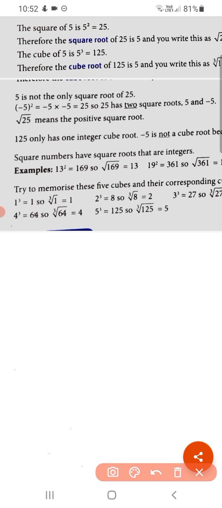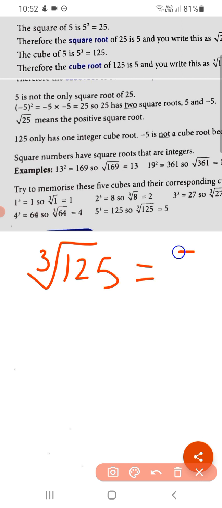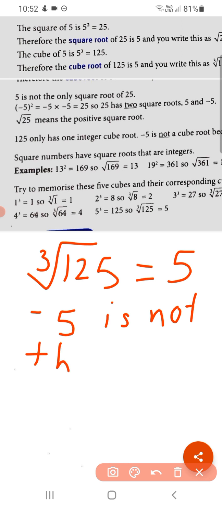Children, for square root, as I told you, for a number there are 2 square roots. But for a cube root, there is only 1 cube root. As I told you, the cube root of 125 is equal to 5. But negative 5 is not the cube root. Negative 5 is not the cube root of 125.